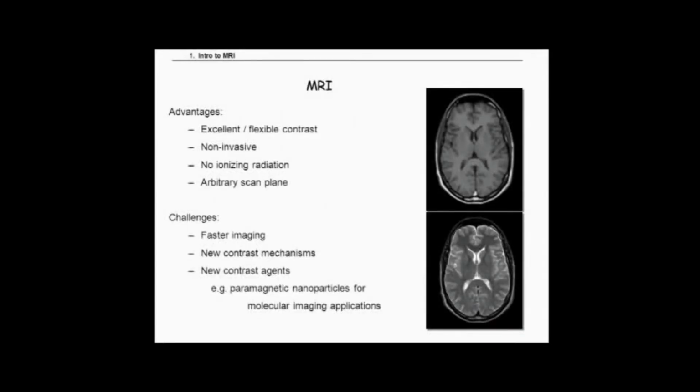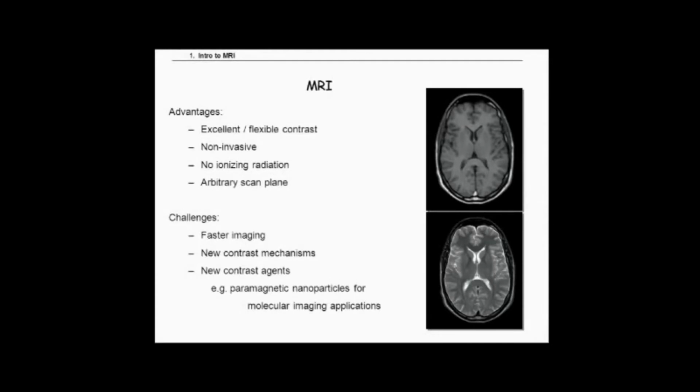So MRI has a number of advantages compared to some other imaging technologies. It has very good and flexible image contrast, so you can see identical slices of the brain here where different brain structures appear differently in the images depending on how we acquire them, depending on exactly what we're looking for. Obviously, it's non-invasive, there's no ionizing radiation involved, and we can scan the subject in any arbitrary plane.